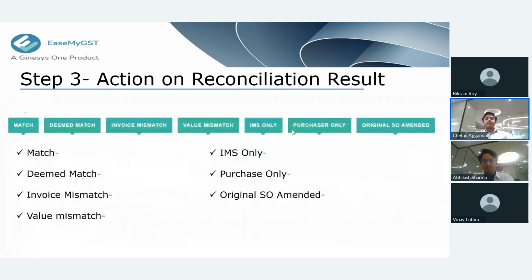Now moving to the next slide. Under this slide, all the actions on the reconciliation result are shown that we had discussed on the previous slide, like what is the work of the match category, what is the work of the deemed match category, and what is the work of the invoice mismatch category, and what types of invoices fall into these categories. So we had discussed that earlier.